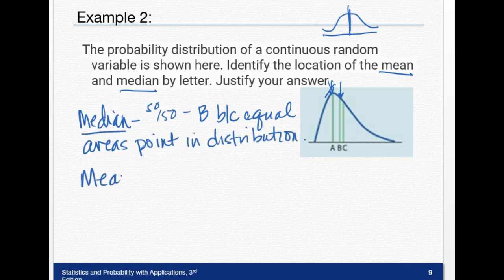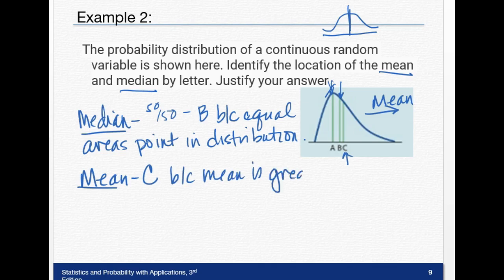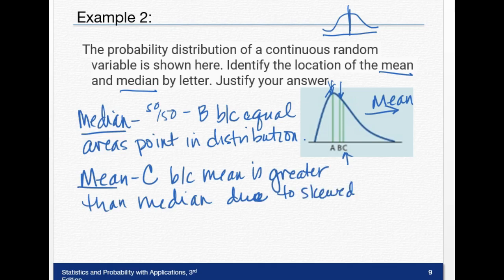Now, to find the mean, remember, mean gets skewed. Mean gets pulled towards the tail. So since this is right skewed, the mean is going to be to the right of the median. So if B is the median, what's to the right of it? Well, C. C would be the mean. So C, because the mean is greater than the median due to the skewed shape. You could say right skewed, that's fine.